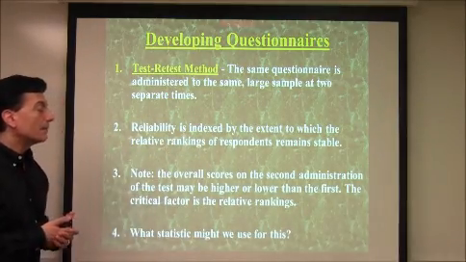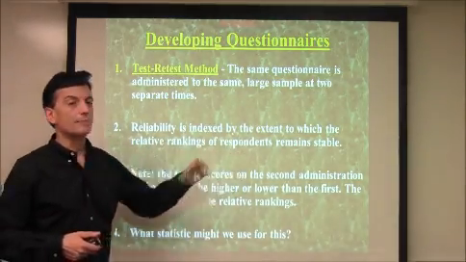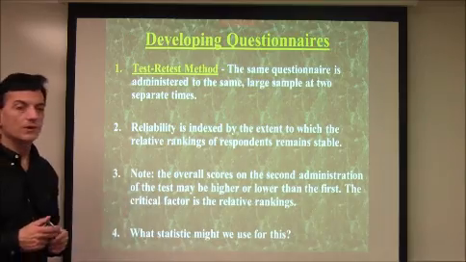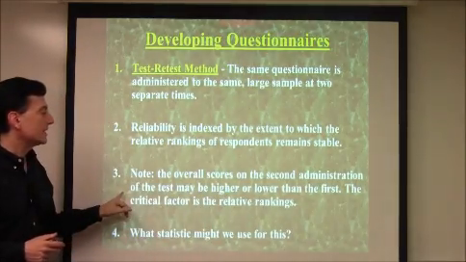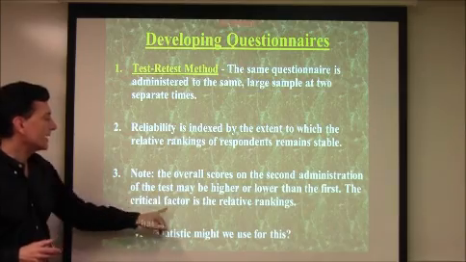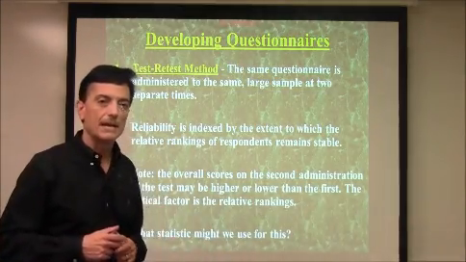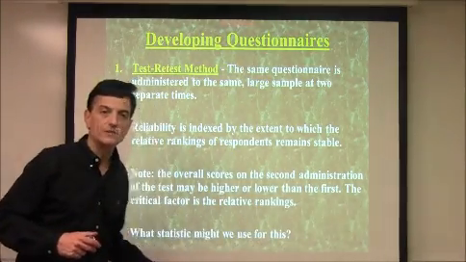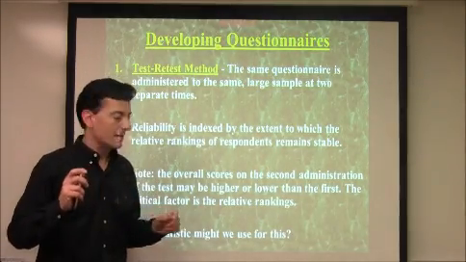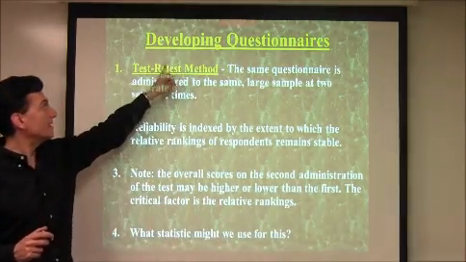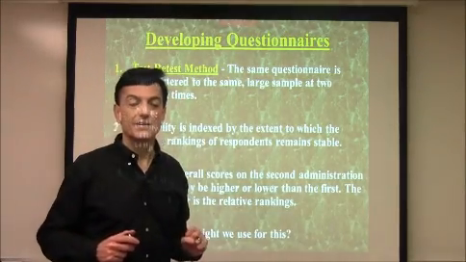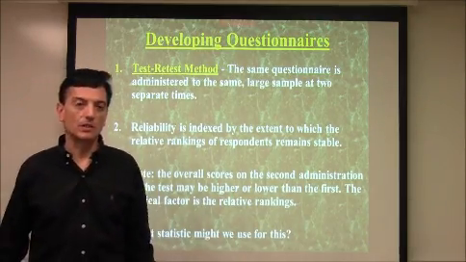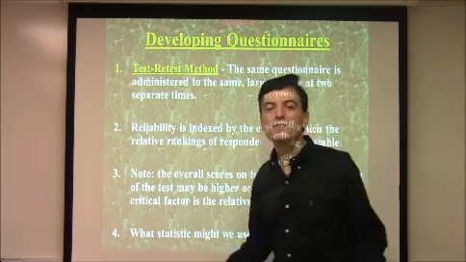Reliability is indexed by the extent to which relative rankings of respondents remain stable from time one to time two, that is, across the test and the retest. Note, the overall scores on the second administration of the test may be higher or lower than the first. The critical factor is the relative rankings. Okay? And we'll draw a diagram that might help to clarify that in just a moment. We might ask ourselves, what statistic could we use to empirically establish that our instrument has test-retest reliability? It might occur to you that based on the fact that we've just finished some conversation about correlations, the statistic we're looking for here would be the R statistic.